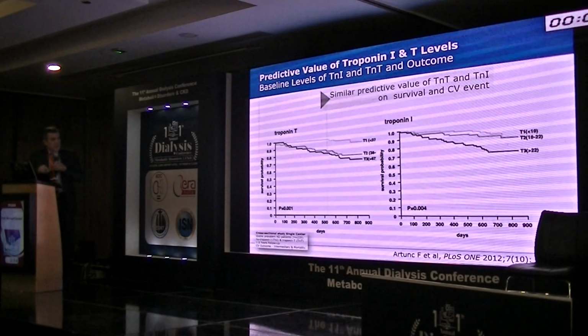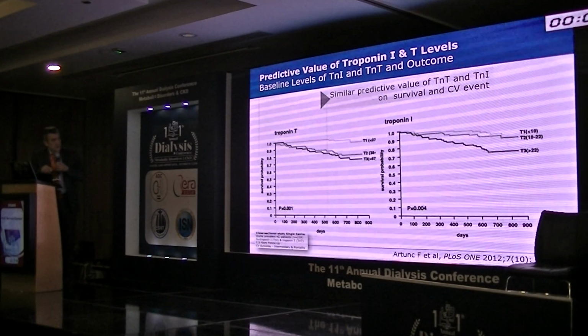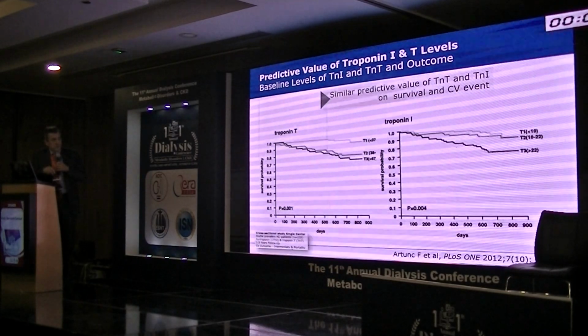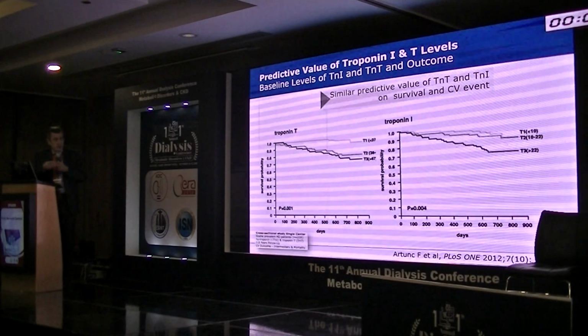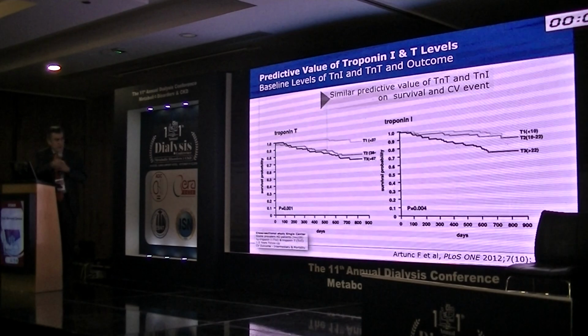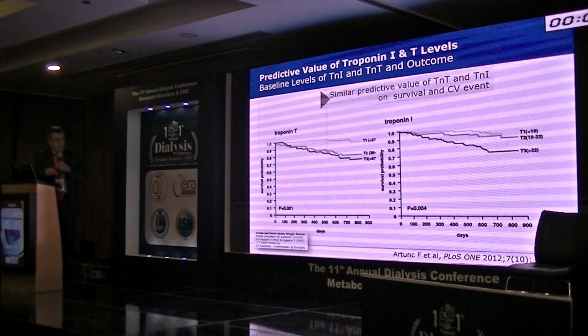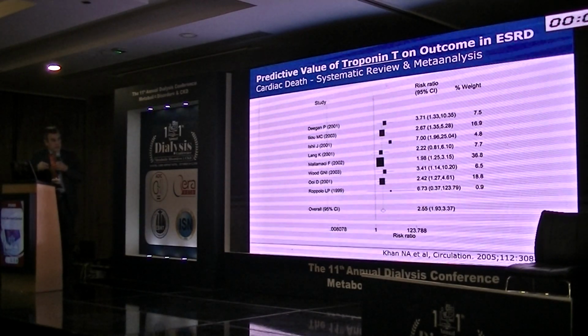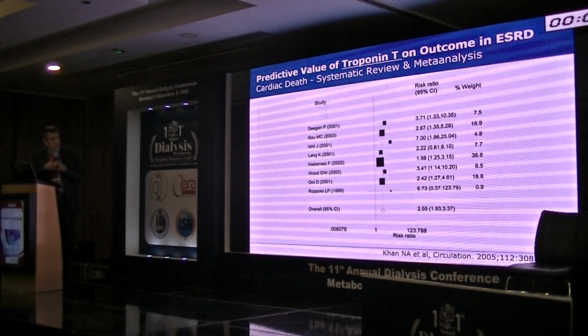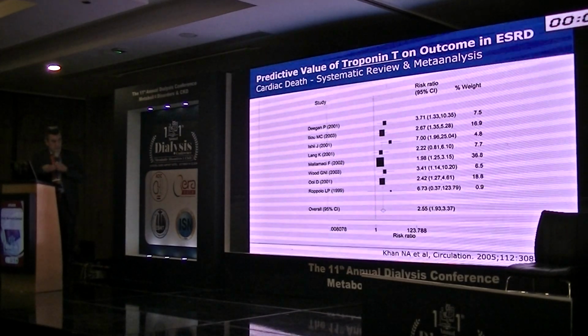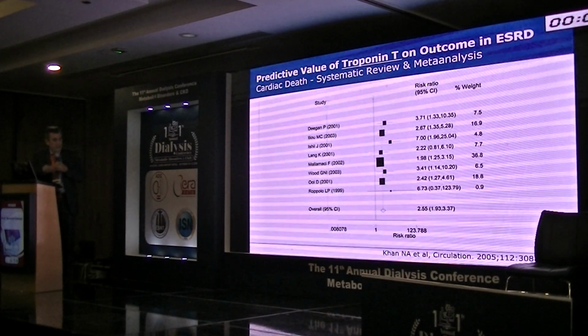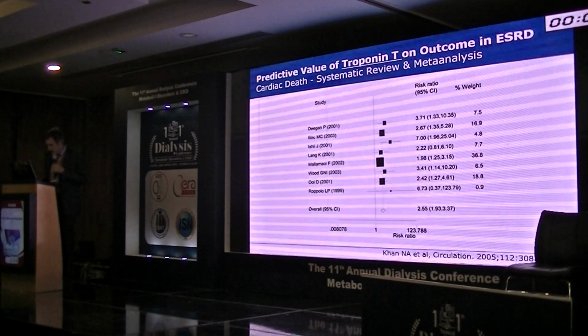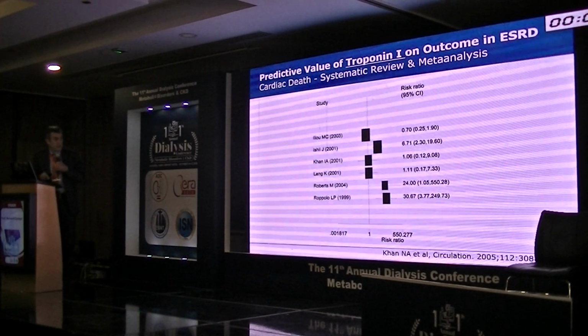If you look at the left side, troponin T, and the right side, troponin I, you see that at the end you get the same type of information. So if your lab is doing T or I, you can use what you want. In terms of predictive value, you will get the same type of information. And again, systematic analysis in the literature shows that troponin T on the outcome is a very strong marker for the risk of dying of your patient. Same for troponin I, same information.